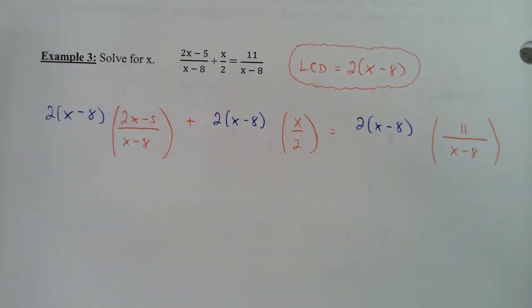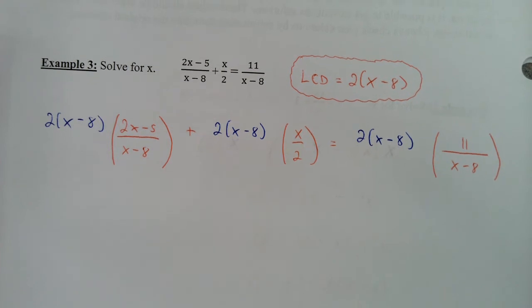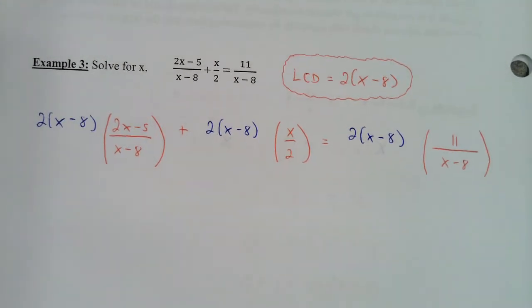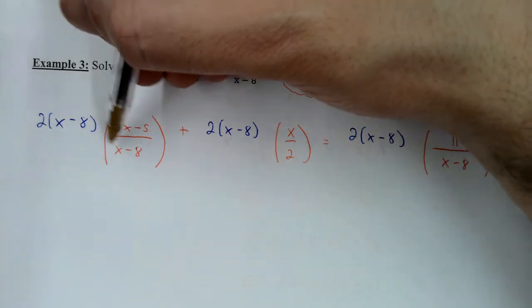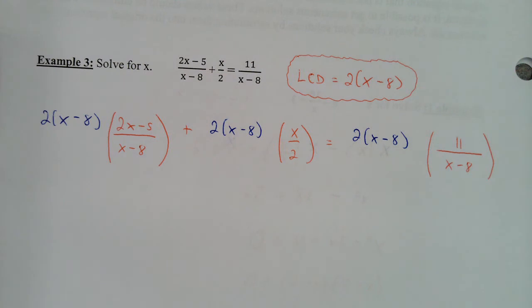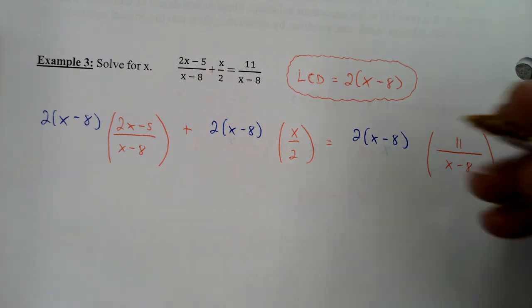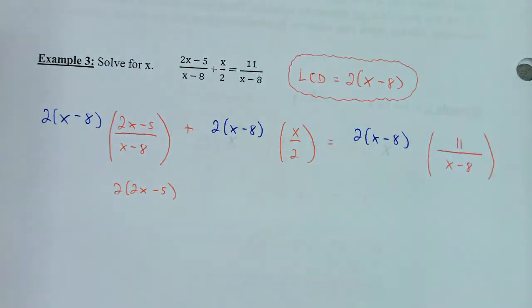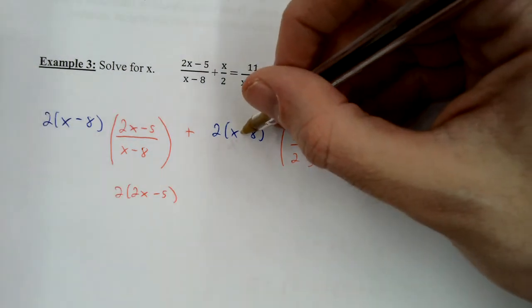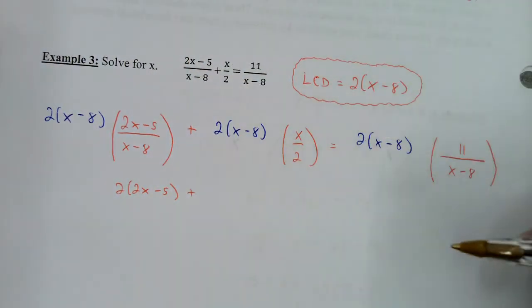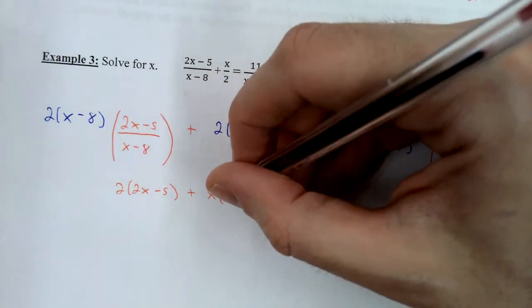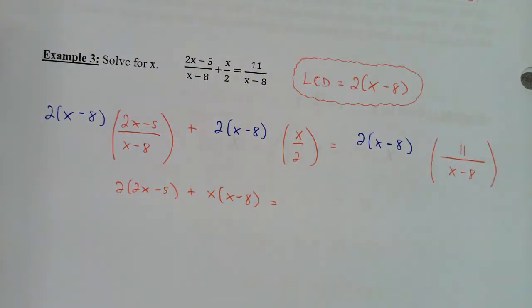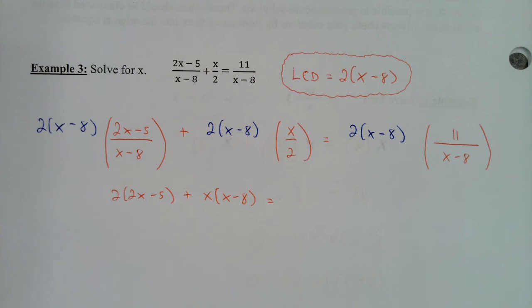Now the LCD is 2 times x minus 8, so that's why I'm doing 2 times x minus 8 times each term. That should eliminate any fractions. Because for my first term, the x minus 8's divide out, and I'm left with 2 times 2x minus 5. For my second term, the 2's divide out, and I'm left with x minus 8 times x. I'll put the x first so it looks nicer. And for my last term, the x minus 8's divide out, so I'm just left with 2 times 11.